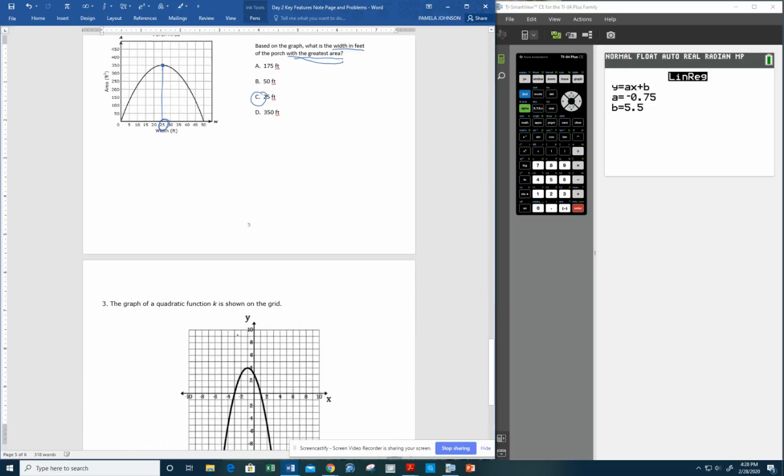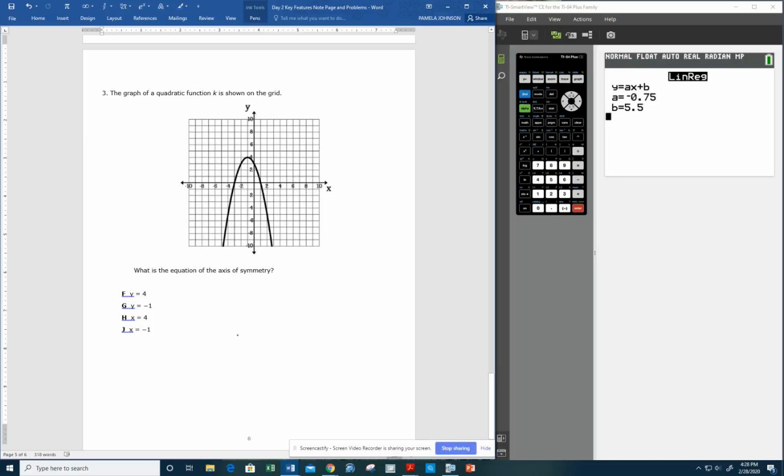And our last example that we're going to look at with this, we have the graph of a quadratic function shown on the grid, and it wants to know the equation of the axis of symmetry. If you recall, the axis of symmetry goes through our vertex, and here's our vertex. Our axis of symmetry goes right through here at this line, and we have a line at x equals -1. So J, F and G are automatically wrong because they say y equals. All of our axes of symmetry will come from x.